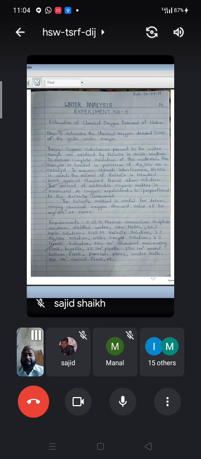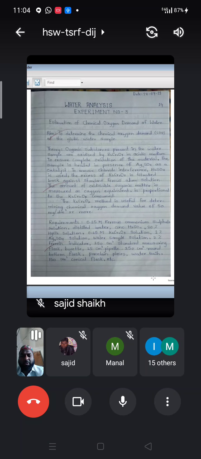To ensure the complete oxidation of the material, the sample is heated in the presence of silver sulfate, Ag2SO4, as a catalyst. Chloride will be there in the water, and we have to remove that chloride interference. For that we are using the Ag2SO4.